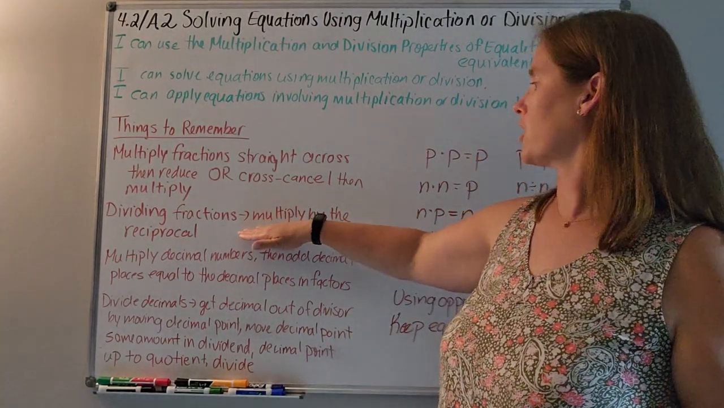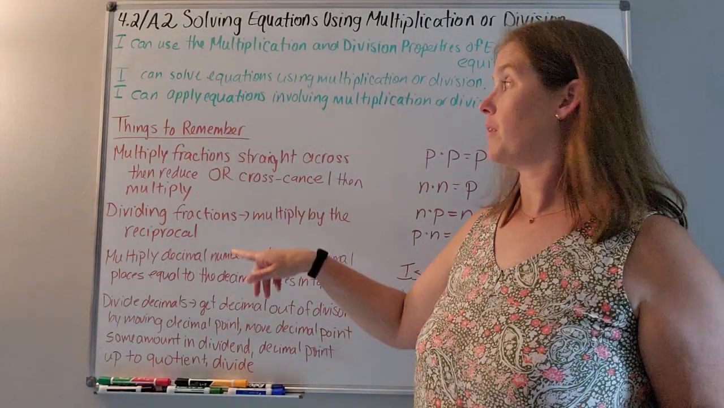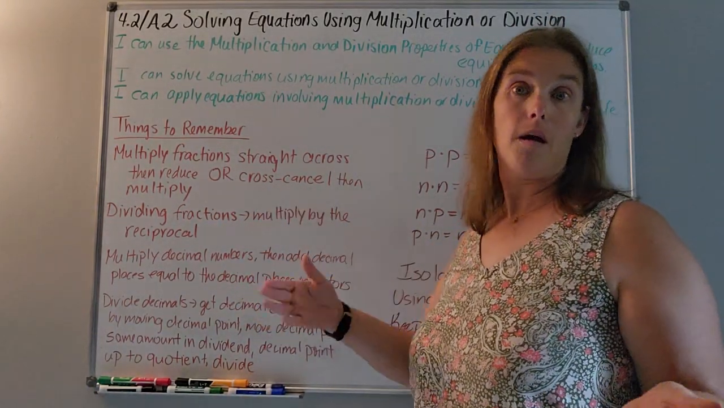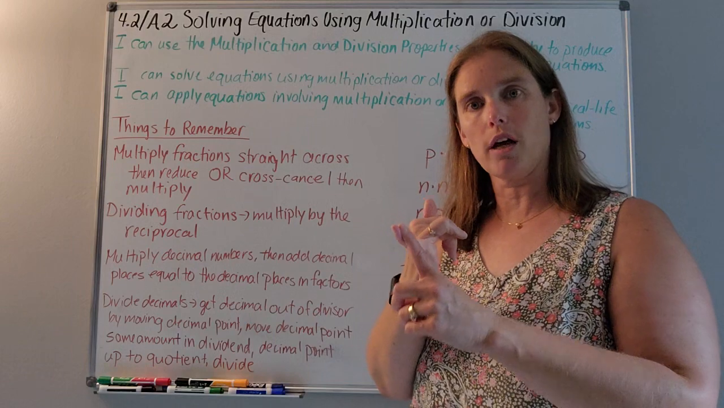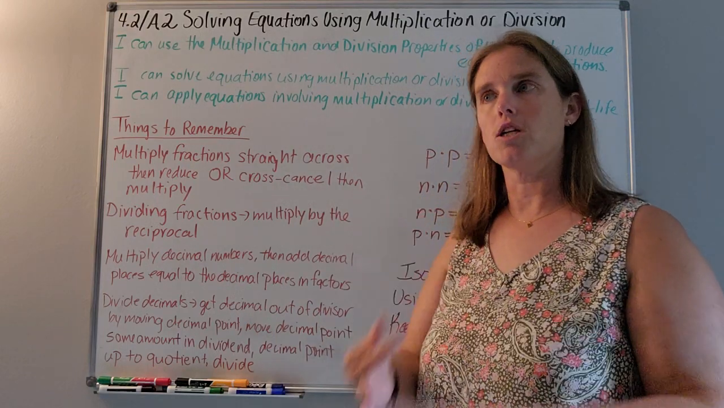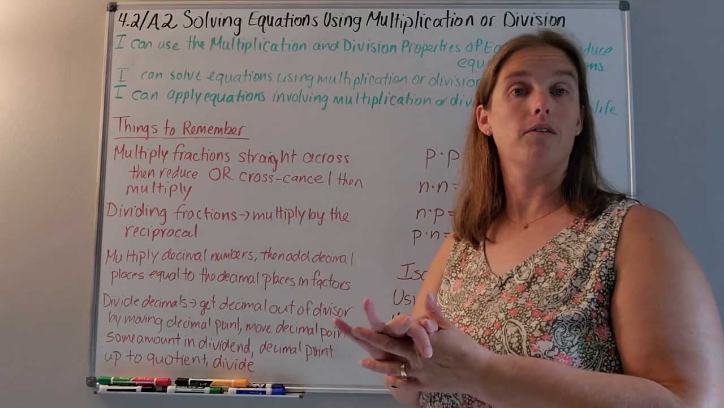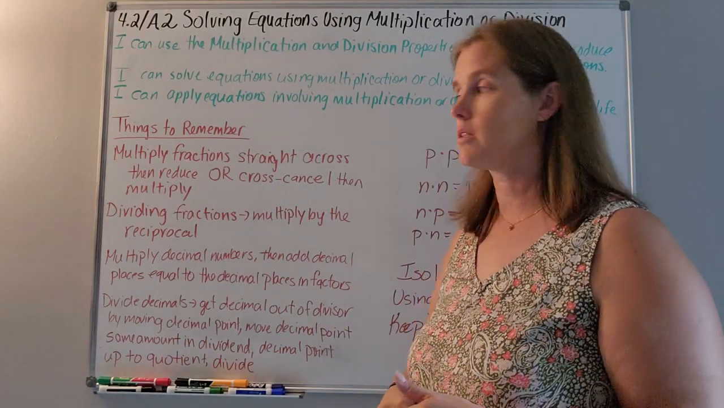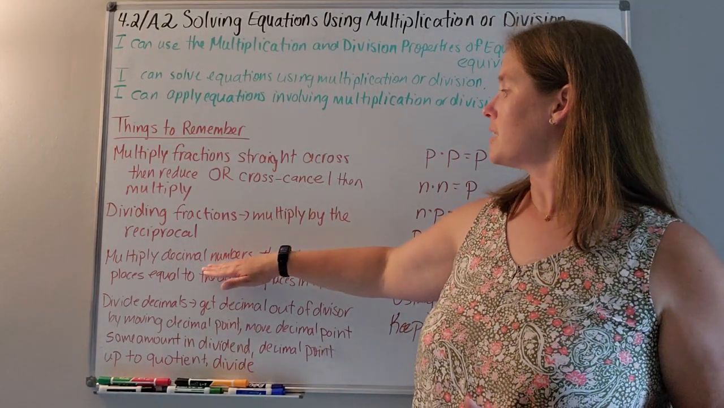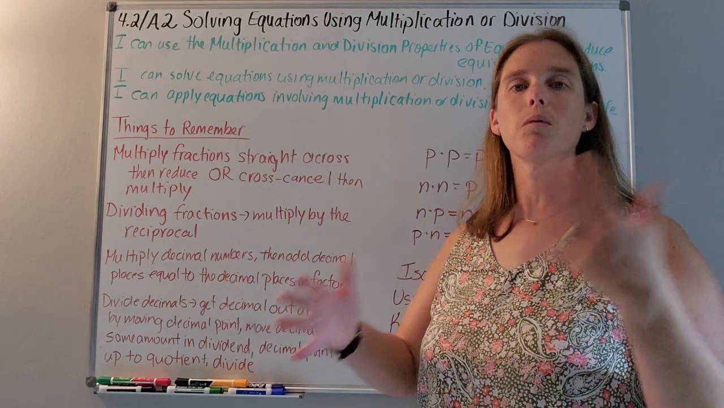When you're dividing fractions, multiply by the reciprocal. Then you go back to these rules, okay? Remember, it's keep, change, flip. So you keep the first fraction, change division to multiplication, and flip the second fraction so you have its reciprocal or multiplicative inverse.